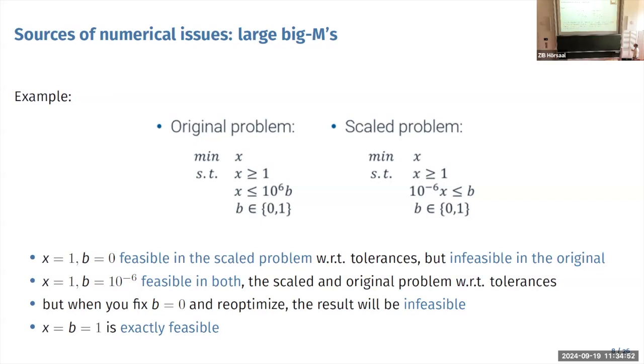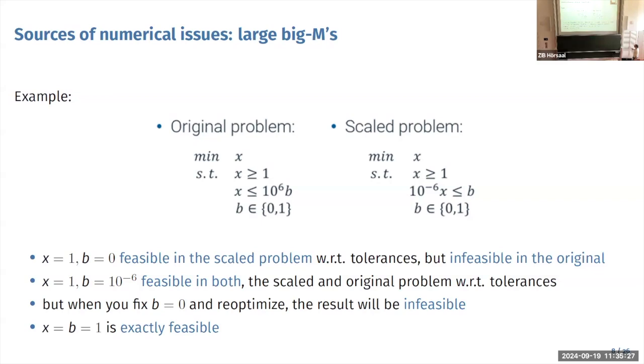If b is 0, then also x should be 0. So actually that can't happen, right? b should be 1. But now if you scale the problem, if you say, oh, I somehow bring this 10 to the 6 to the other side by dividing to have the 1 coefficient in front of this variable b, and you try, then actually x equals 1 and b equals 0 becomes feasible in absolute tolerance.